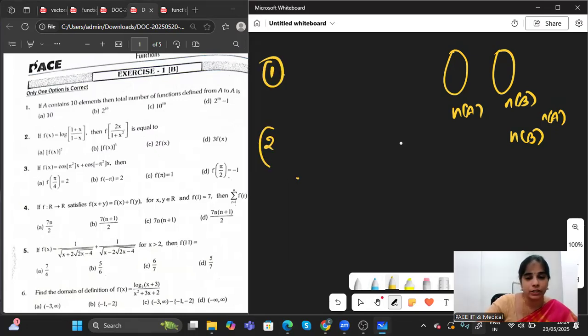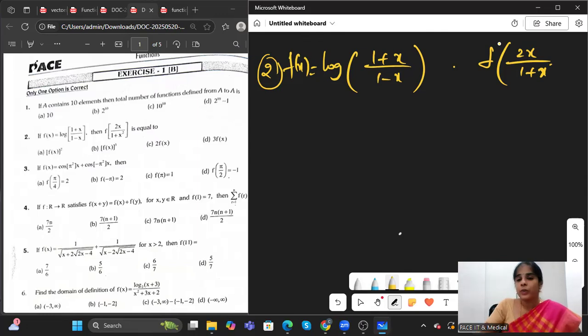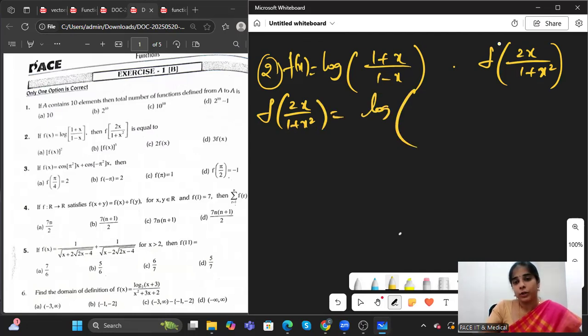Now going ahead to the second question. Whichever questions are very easy, we can go ahead quickly. For the question f of x equals log of (1 plus x) upon (1 minus x), find f of 2x by 1 plus x square. Wherever you have x, just replace it with 2x by 1 plus x square. So f of 2x by 1 plus x square is log mod of (1 plus 2x upon 1 plus x square) by (1 minus 2x upon 1 plus x square).